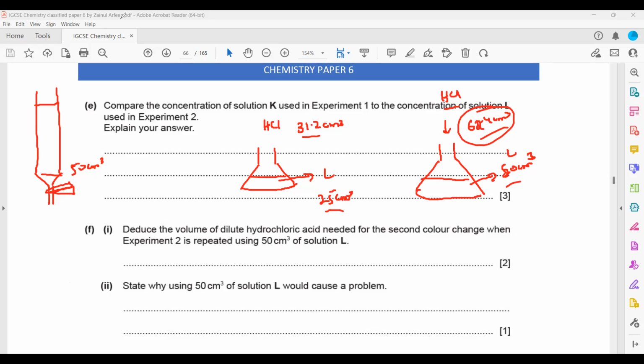So deduce the volume here. How do you get 2 marks for this? 1 mark, you predict the volume, like you said, 62.4 cm3. That is 1 mark. And what is the second mark? Because the volume doubles. So double the volume of L, you need double the volume of HCl. And why does using 50 cm3 of L cause a problem? The problem is we have to refill the burette.